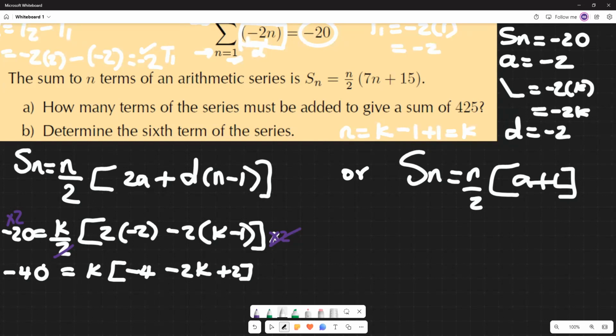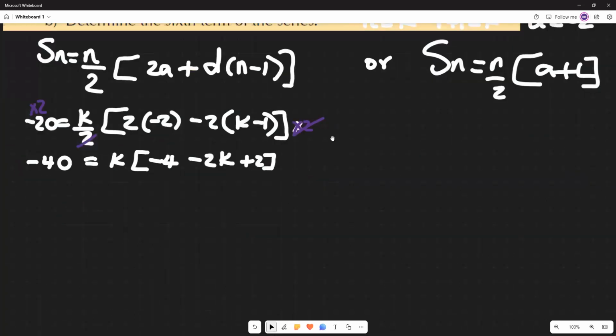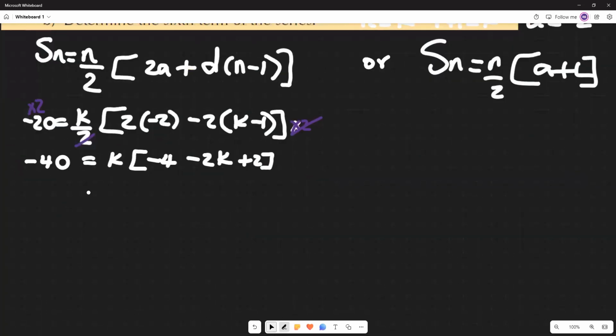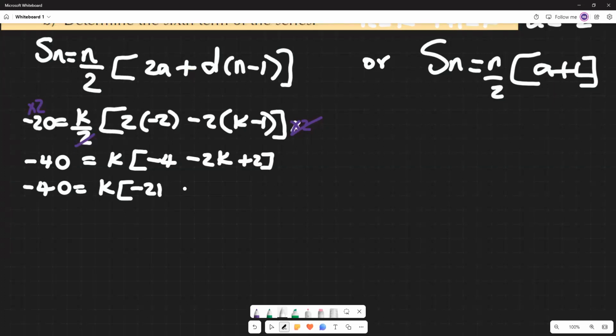And then let's see what does that give us. You have minus 40 is equal to k in bracket minus 2k minus 2. You add like terms, this one and that one. Then you have minus 40 equals minus 2k squared minus 2k. You multiply the k in.